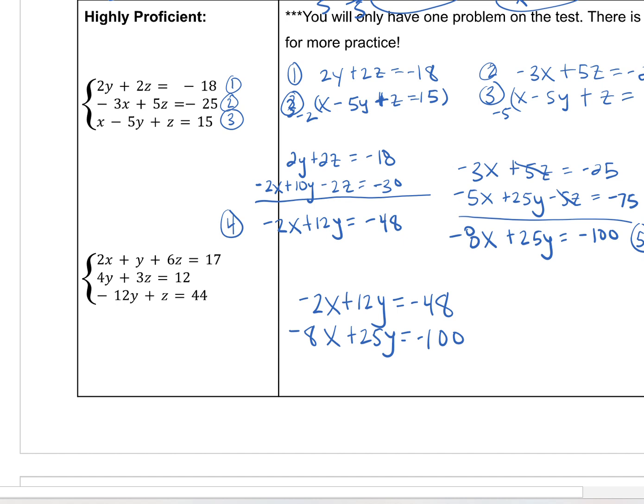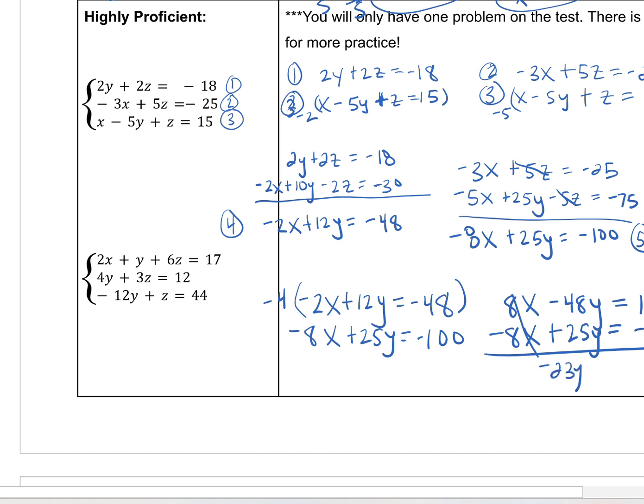And I'm going to eliminate either x or y. I think in this case I'm going to do x because I can multiply by a negative 4. So we get 8x minus 48y equals positive 192. And then negative 8x plus 25y equals negative 100. So when I stack those up, the x's cancel out. When I add the y's, I get negative 23y, and that will equal 92. So 92 divided by 23 is 4. So we get y equals negative 4.